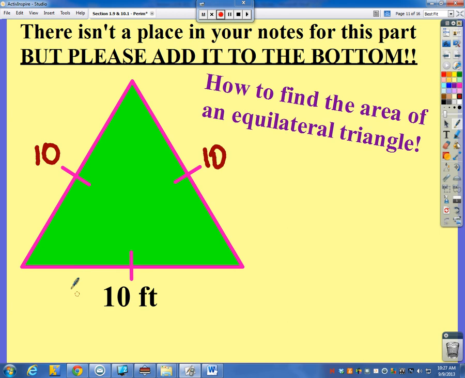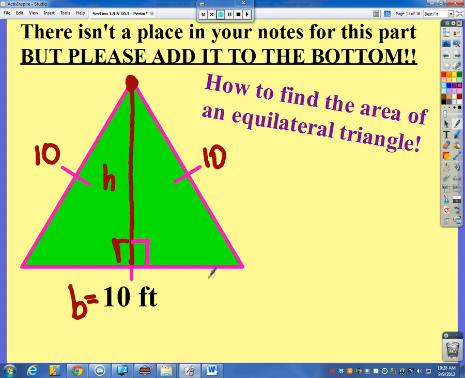Now, this could be my base of 10, but the height would have to drop down from this vertex straight down and make a 90-degree angle. And this height is currently unknown. Well, how could we figure out that height? Here's one thing to notice: since this is equilateral, if I drop down this height, it splits the equilateral into two right triangles. I got one over here on the left, one over here on the right.